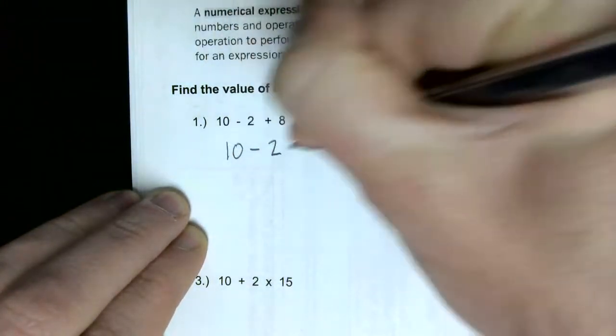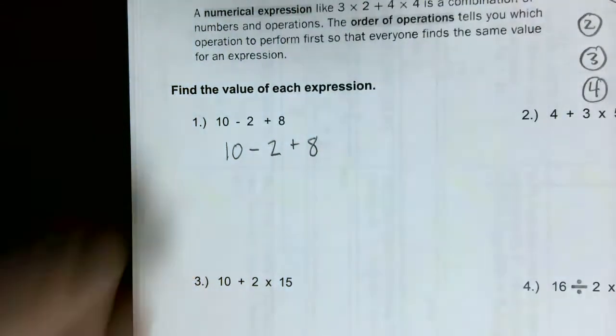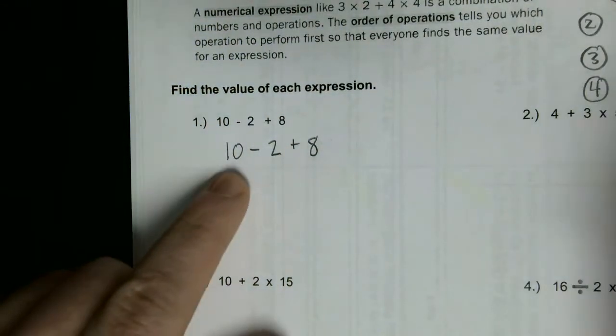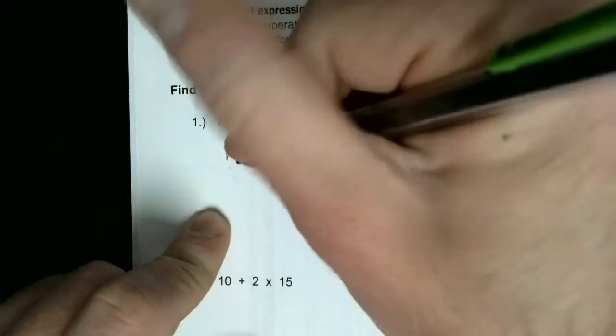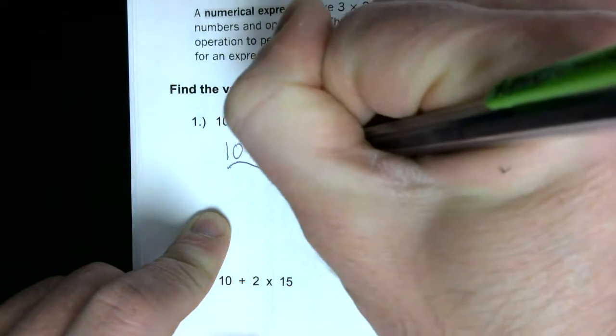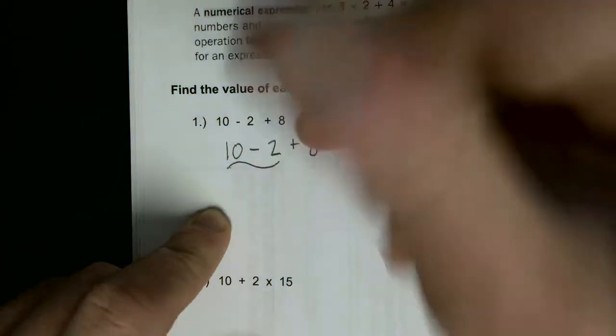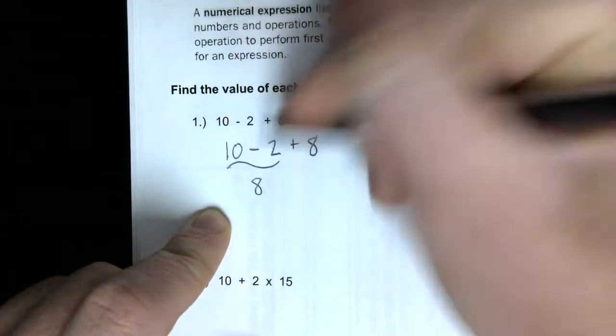Yeah, let's write this down. I'm just going to write it down in my own handwriting because it'll make it a lot easier to do. Okay? So we're starting at the left. We're looking for addition and subtraction. Whatever one comes first, we see subtraction first, so we're going to do it. 10 minus 2 is 8.